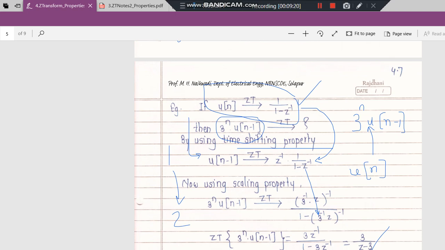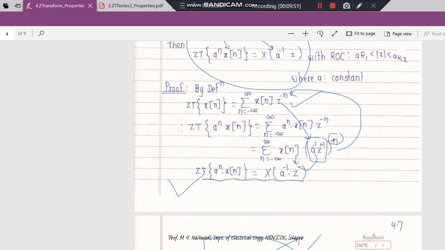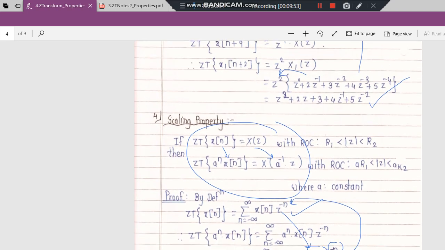But for using the properties, you should know the fundamental Z transforms. The Z transform of u of n is a fundamental one, so you should remember these equations. u of n is a very fundamental signal, and its Z transform is 1 upon 1 minus z raised to minus 1, or simply z upon z minus 1. You can remember that and use it for further modification with different properties. So this was about the scaling property of the Z transform.